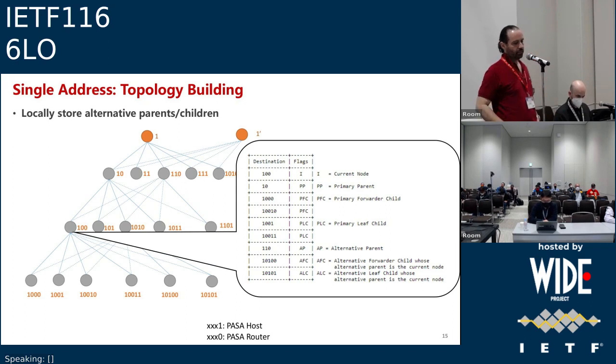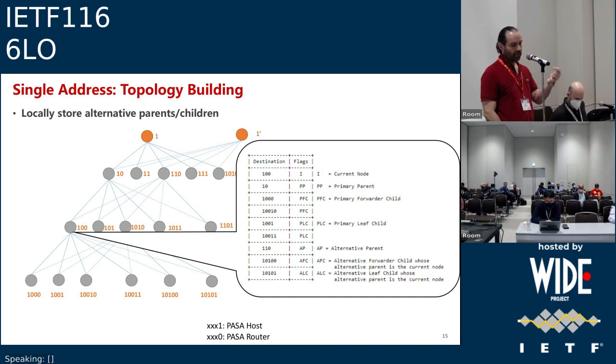This is an example of what you can have in the neighbor cache. Basically, you have the address of the current node, the primary parent, primary forwarder child, leaf. There is still some refinement to be done. Anyway, what we do is clearly mark who is the primary parent and who are the primary children. Then we add all other neighbors that could be alternative, upwards as parent or downwards as alternative children that can be used to forward. So we have an enlarged table.